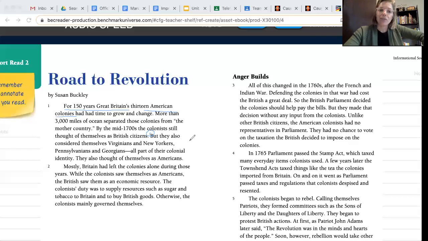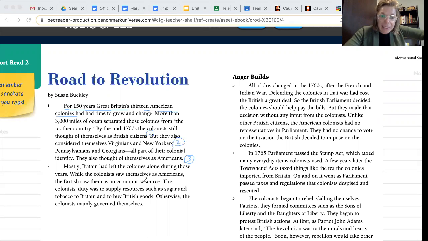Number 1, we can do numbers while we annotate too, but they also consider themselves part of their colony, whether it was Virginia or New York, etc. They felt they belonged to Britain, to England that was in charge of them. They belonged to their colony, and they also felt like they belonged to this idea of being an American, being part of these colonies. So those are 3 key ideas, or some key details.